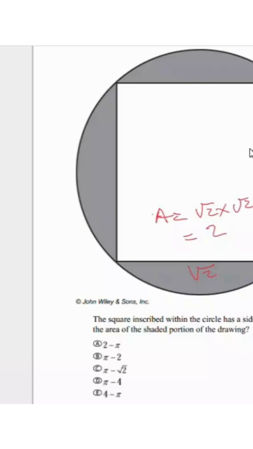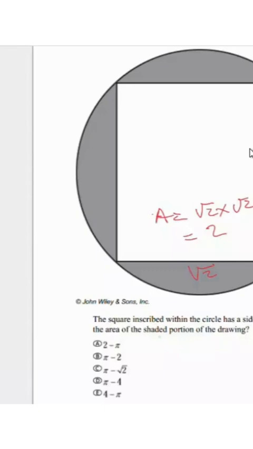The next is to use this to find the length of the diagonal. And the length of the diagonal is the same thing as the diameter. And half of the diameter is the radius. To do this, we are going to take advantage of 45, 45, 90, and the ratio is 1, 1, root 2.